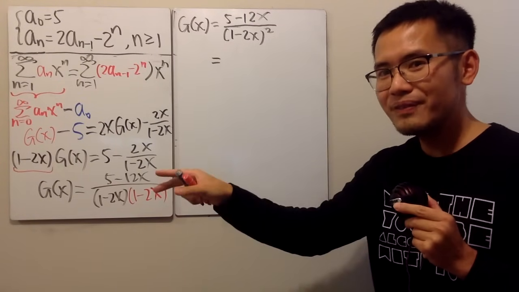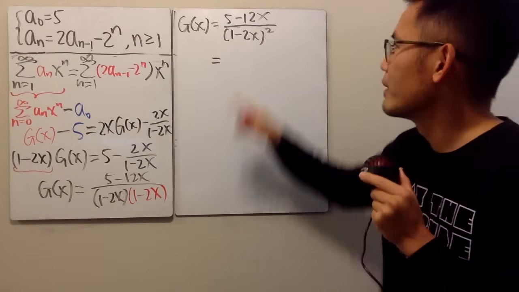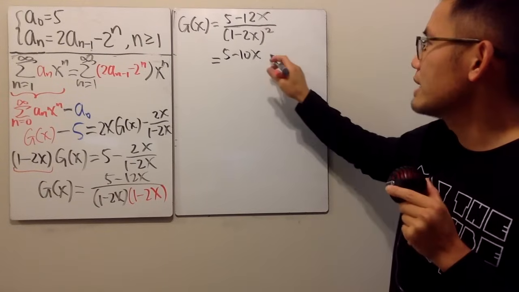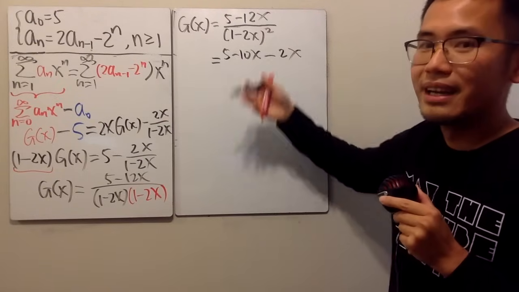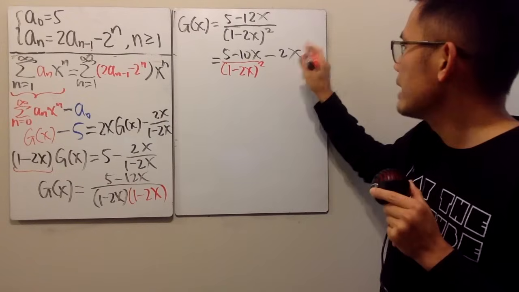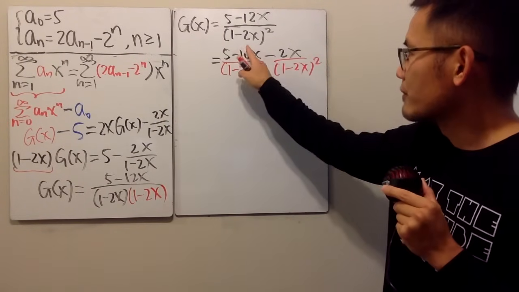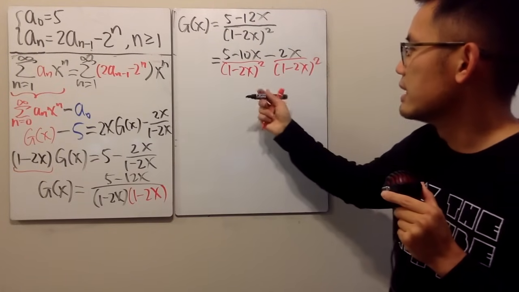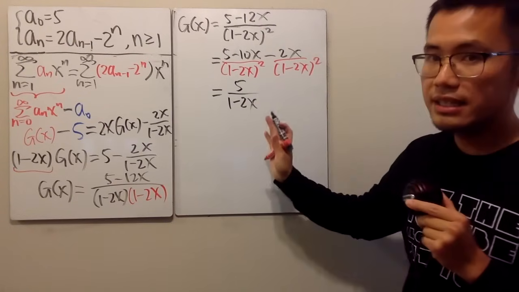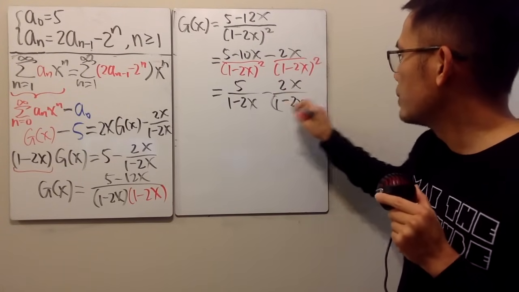Because we can factor out the 5, and then we can cancel out the 1 minus 2x part. So, for the top right here, I'm going to write that as 5 minus 10x, and then of course after that, minus 2x. And then you see I will just go ahead and divide this by 1 minus 2x squared, likewise 1 minus 2x squared, like that. Factor out the 5, divide out the 1 minus 2x, then you see the first part is 5 over 1 minus 2x. That's it. For the second part, we have minus 2x over 1 minus 2x squared, and we have to face this.